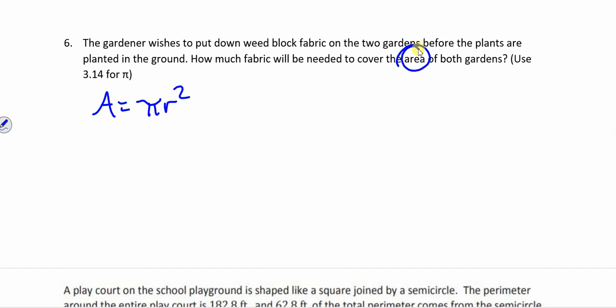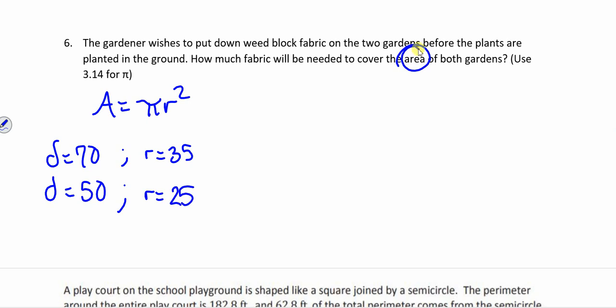I need to know the area of the larger one and the area of the smaller one. Okay, well I know the diameters were 70 and 50. In order to find the radius, I need to cut these numbers in half. So the radii is r equals 35 and r equals 25. Okay, that's the radii. So my formula, area equals pi r squared, is going to be 3.14 times 35 squared plus 3.14 times 25 squared.